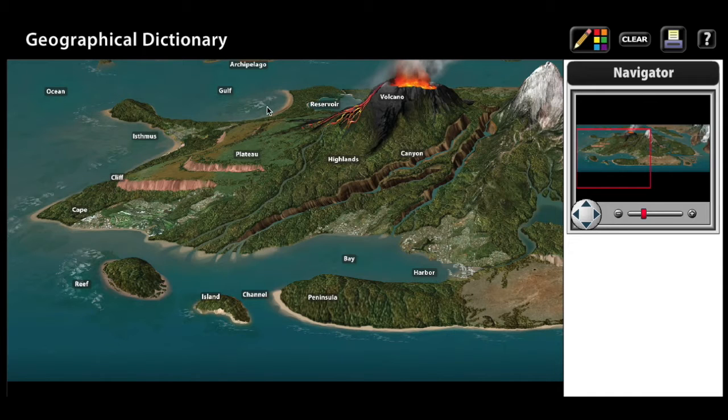Next we have a canyon. Deep, narrow valley with steep walls. Right here in the middle, you have that canyon description. A cape is a point of land that extends into a river, lake, or ocean. So if that land sticks out, one of the ways you can describe that is a cape.